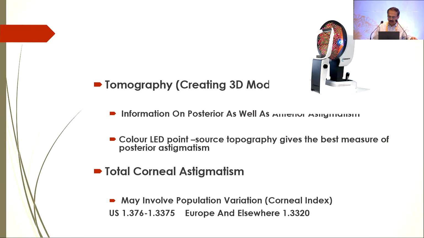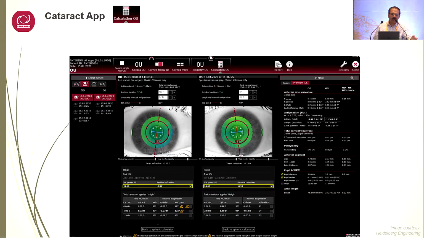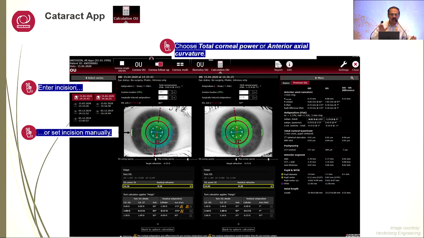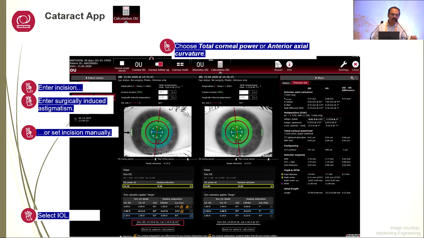Another example of another instrument, Anterion, which gives multiple axes for calculating the total corneal power. It gives the entry level for the incision, that is, where to enter. You can select and put in how much your surgically induced astigmatism is. You can put the right A constant by selecting the IOL, and of course it has overlay options where you can see when to rotate and what the final astigmatism correction will be. And all these come with posterior and anterior measurement, and thus they give you the total K value.